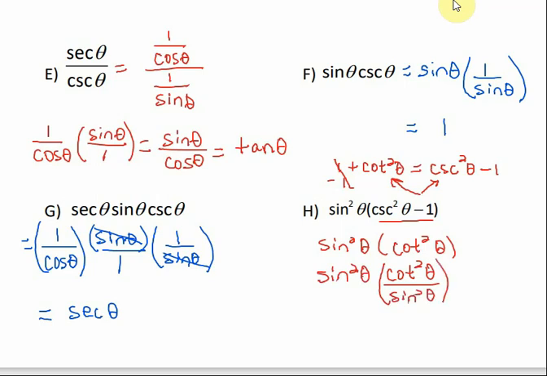So now when I multiply these together, these sine squared thetas would cancel, and my answer is just cotangent squared theta.